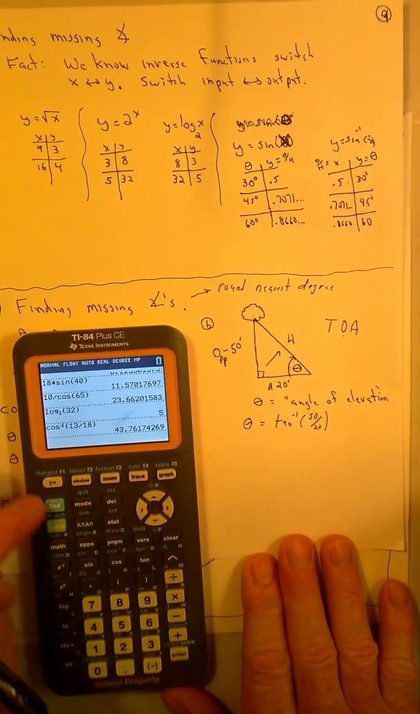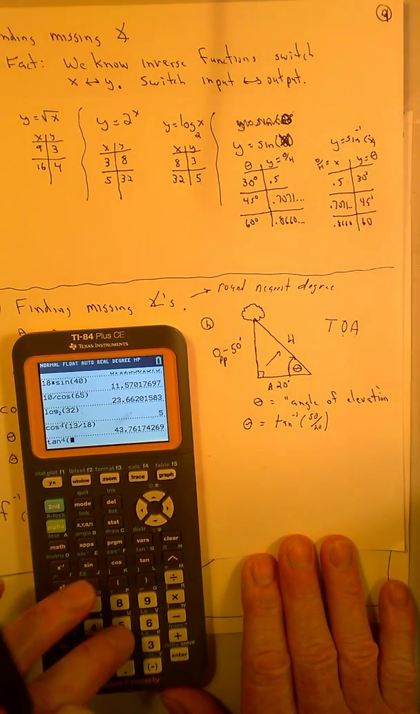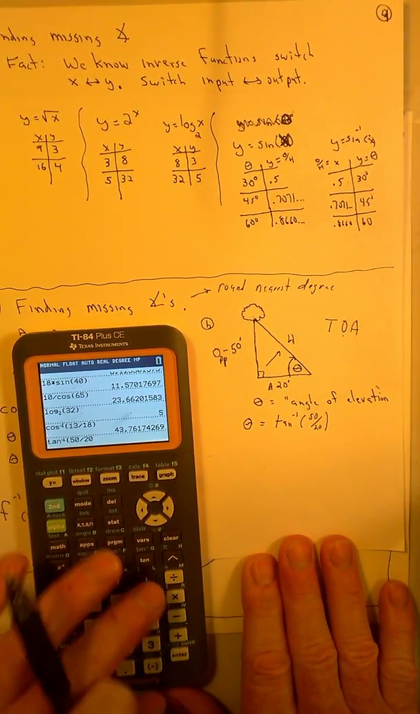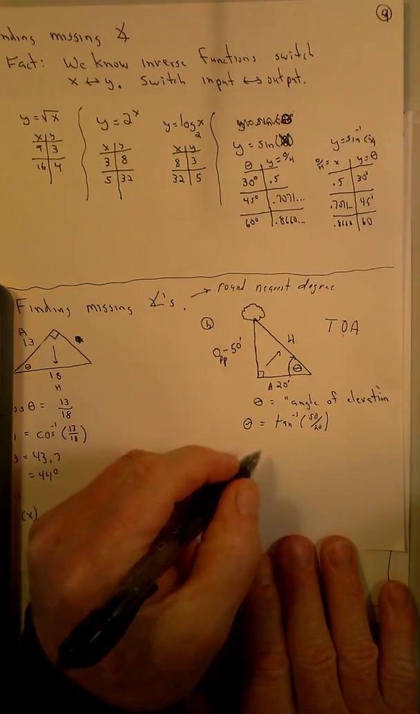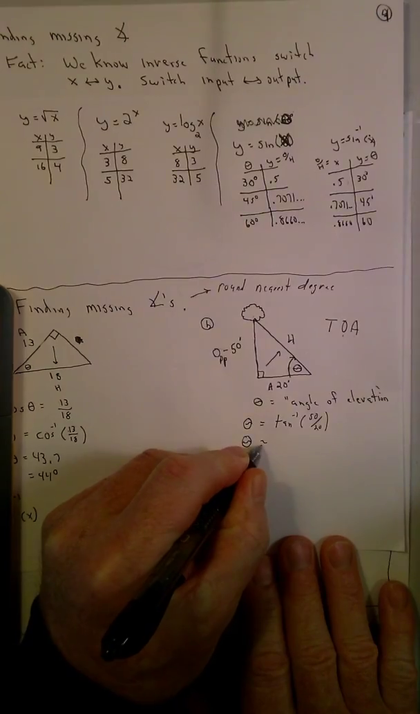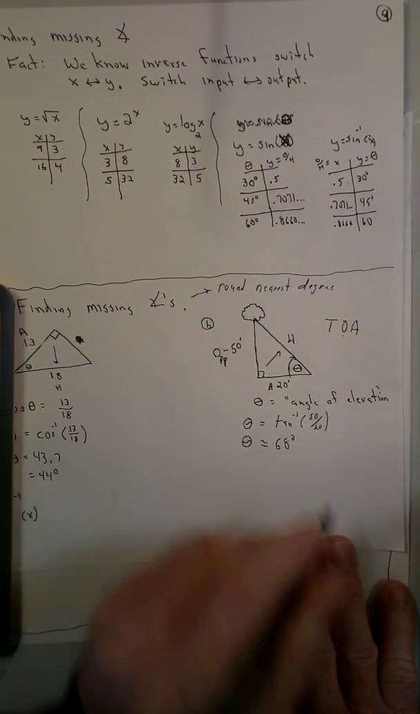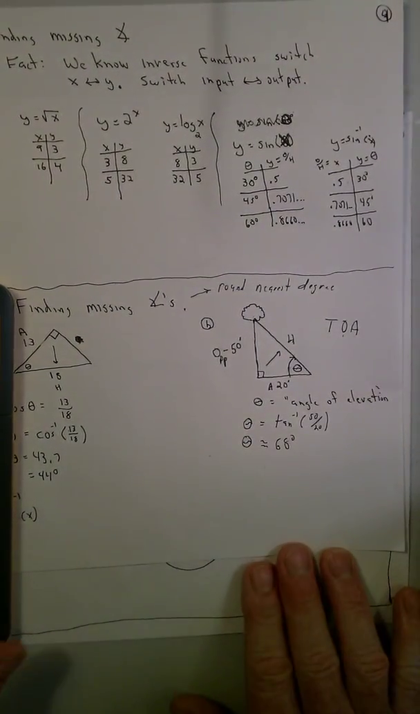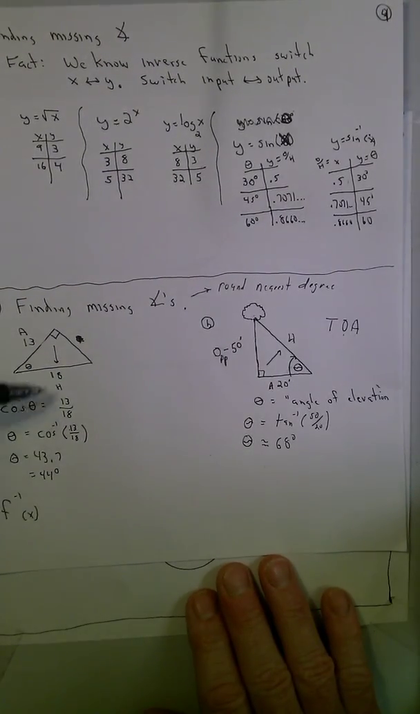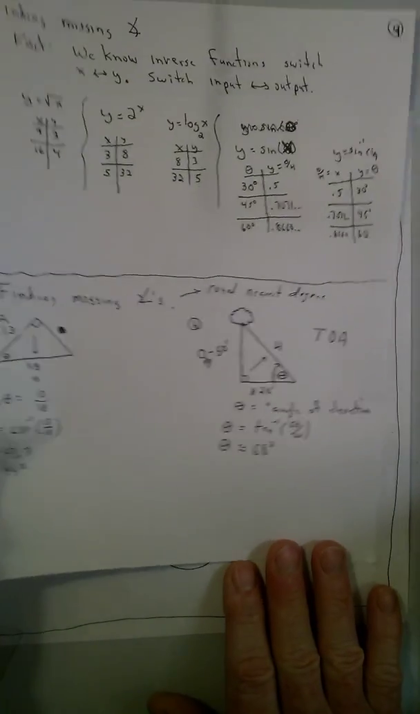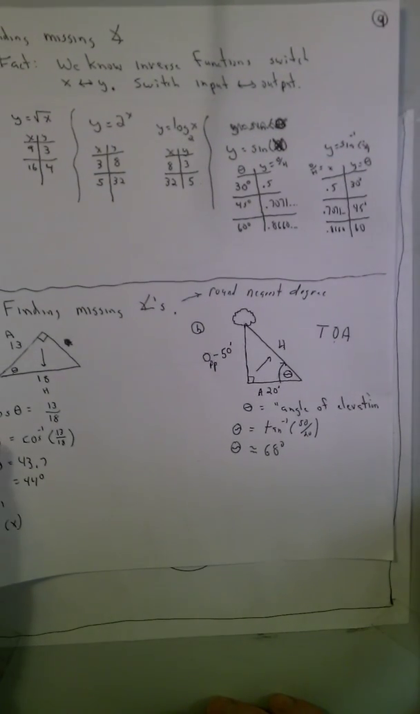Second tangent, 50 divided by 20, 68.19, which is 68. So theta is approximately 68 degrees. And that's all there is to it. Just recognize that you're looking for an angle, so you're going to use the inverse function along with the fraction. Pretty cool. That's algebra 2.